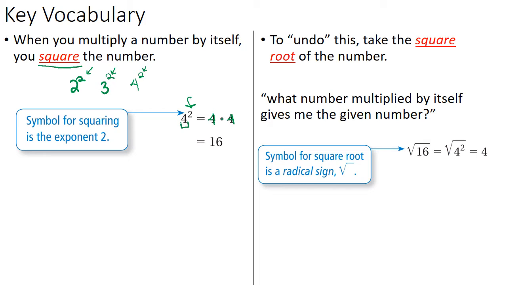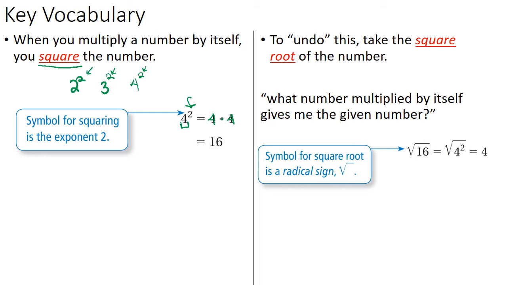Now, to contrast that, we also have another operation which is called the square root. And it is the opposite of squaring a number. It allows us to undo the square of a number. So to do this, we're going to take the square root. Now when we're taking the square root, what we need to ask ourselves is what number multiplied by itself gives me the given number.